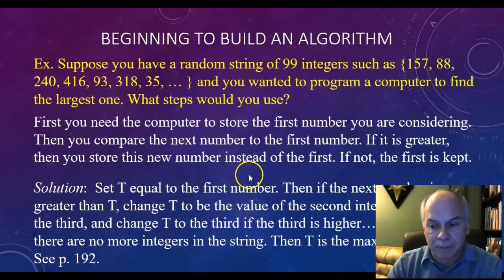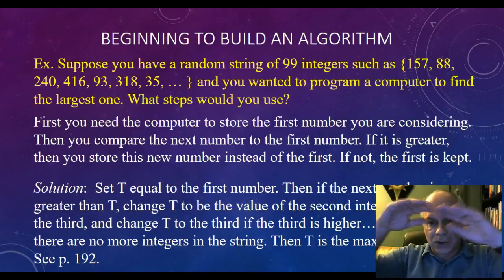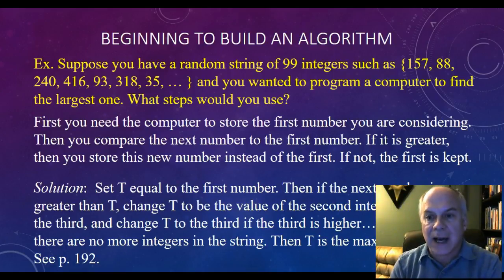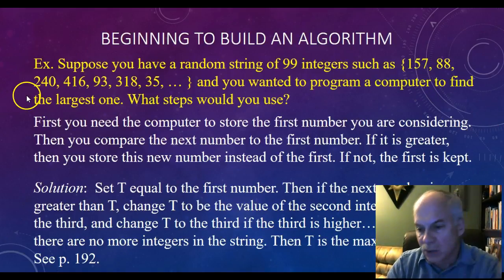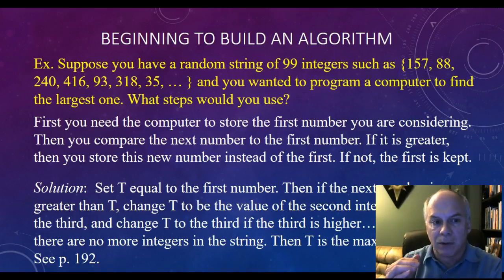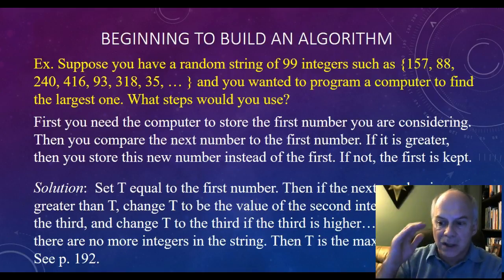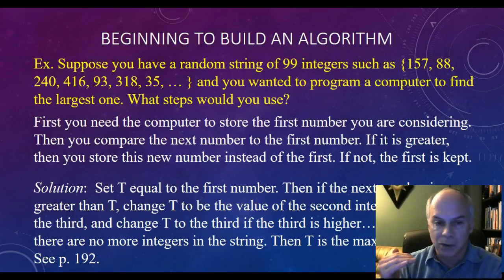So here's an example. Suppose you have a random string of 99 integers. So you've got this big long list or string of 99 integers. So I have an example here: 157, 88, 240, 416, 93, 318, 35, etc. So you wanted to program a computer to find the largest number in that string of integers. So what steps would you use?